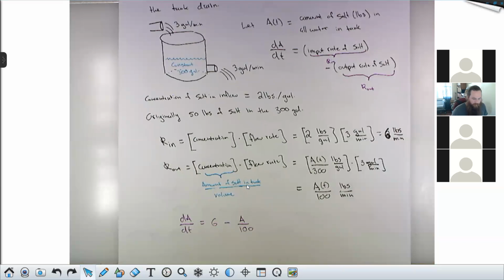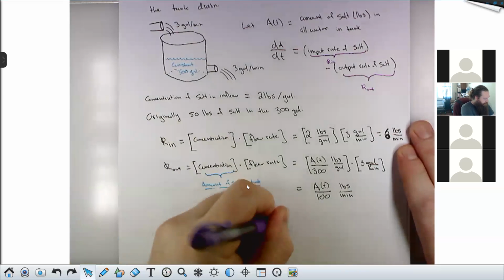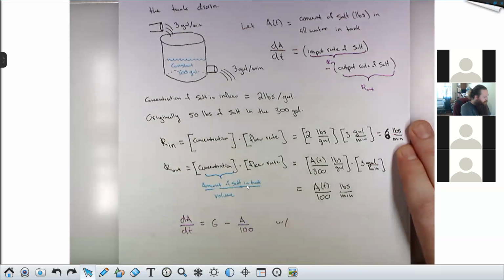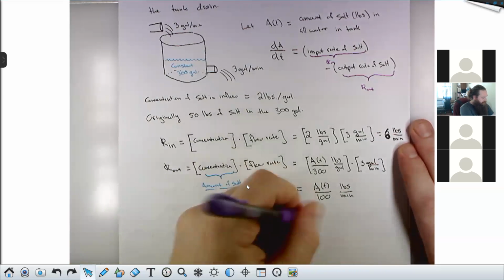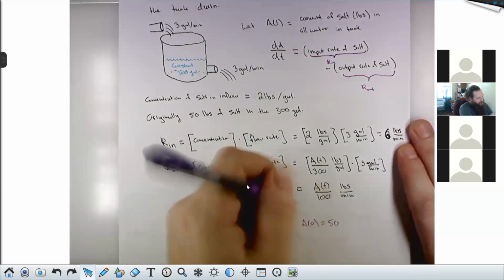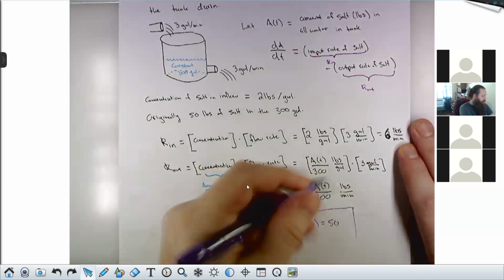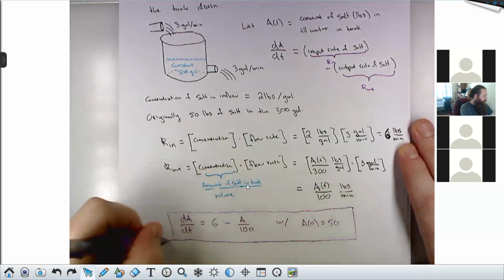Let's see, I think I am just about out of time here. So rather than burning up the rest of the time, I'd like you to just tell me, how do we solve this differential equation? We've got some initial conditions. We know that A of 0 is 50. So the challenge in this section is setting up the ODE, right? All of these are things that we know how to solve from previous sections. How do we solve this?